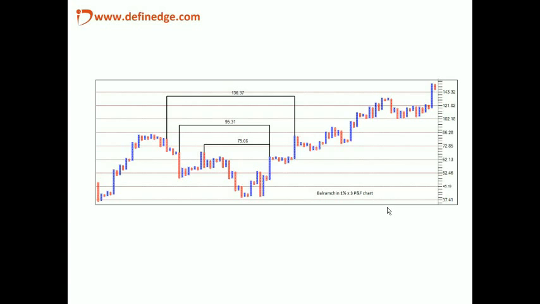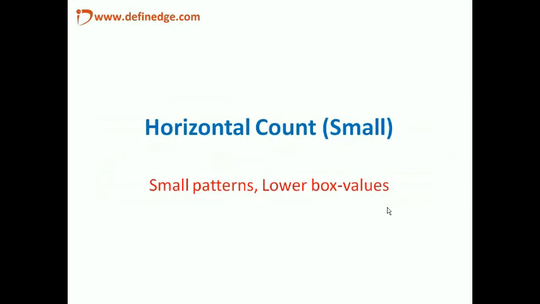It is named horizontal count small. So it is applicable to small patterns and especially on lower box values. The rest of the calculation is the same, but we add the total to the breakout instead of the bottom for the bullish count and deduct it from the breakout for the bearish count. So we should apply these to smaller formations where the earlier method is not applicable. Let me show you some examples.